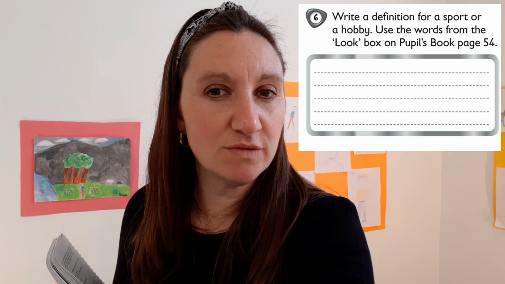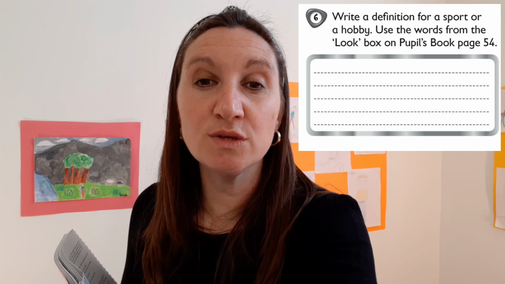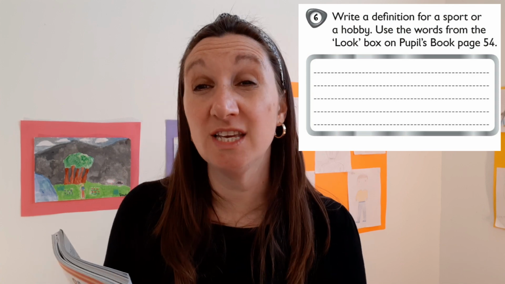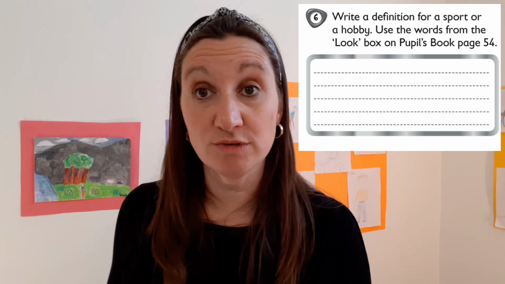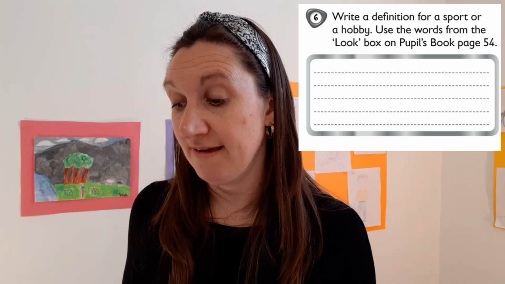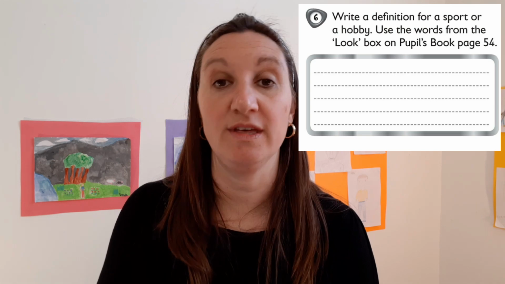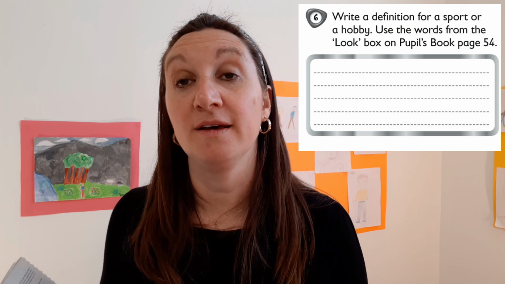Okay, the next activity is you've got to write a definition for a sport or a hobby. Use the words from the look box on Pupils book, page 54. You can actually use the activity book, page 54 as well. If you turn over the page, you'll see all the words listed like someone, everywhere, nowhere, everything, everyone, nothing. So use the words to describe your sport or hobby. Let's take a moment to do that.